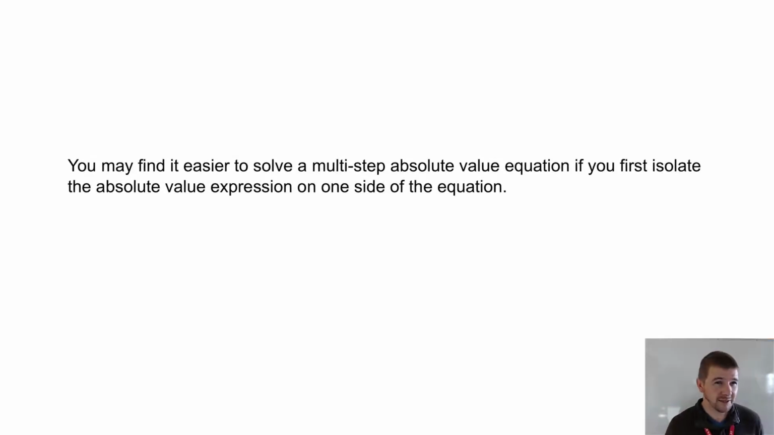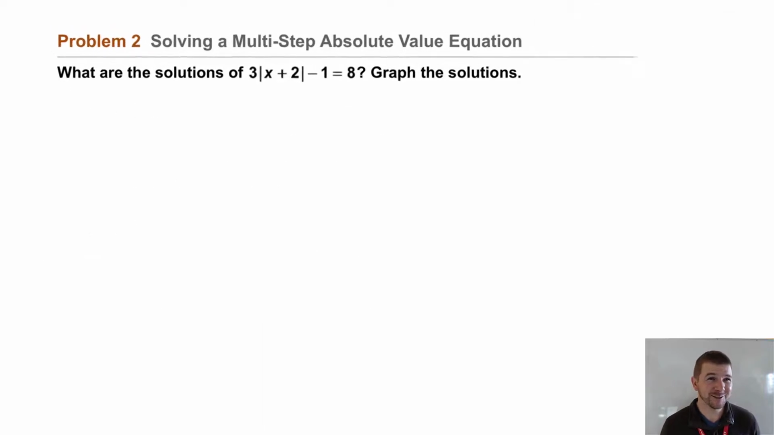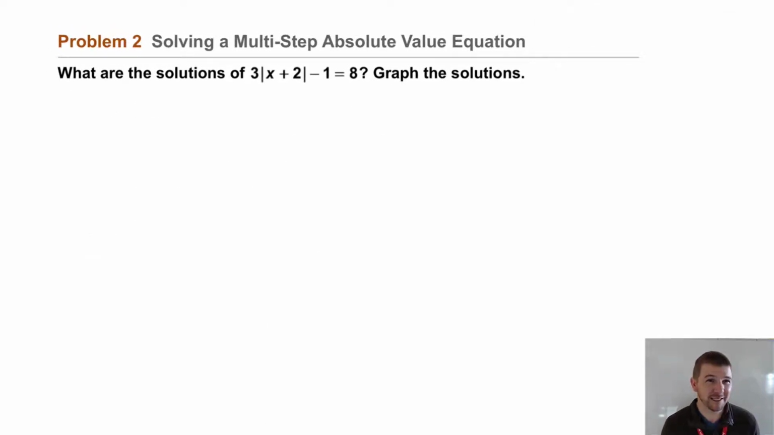You may find it easier to solve a multi-step absolute value equation if you first isolate the absolute value expression on one side of the equation. For example, problem 2, solving a multi-step absolute value equation. It says, what are the solutions of 3 times the absolute value of x plus 2 minus 1 equals 8?